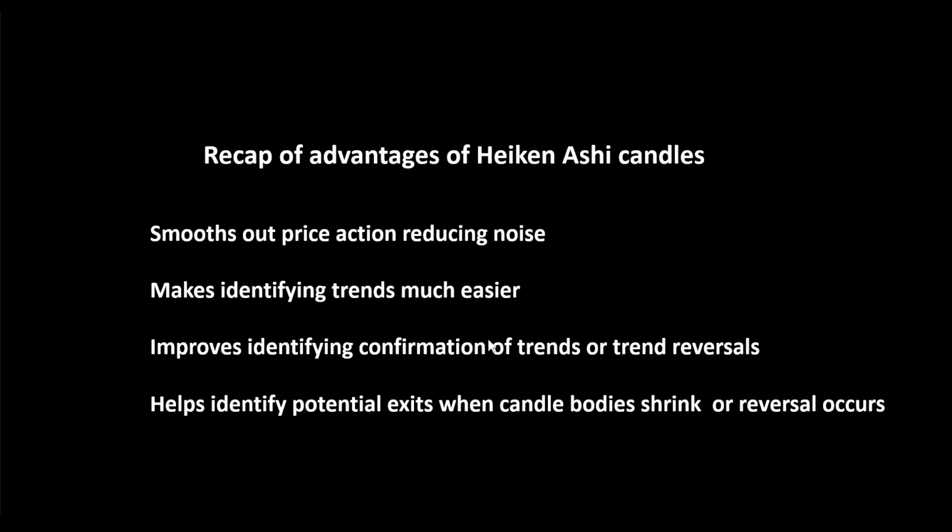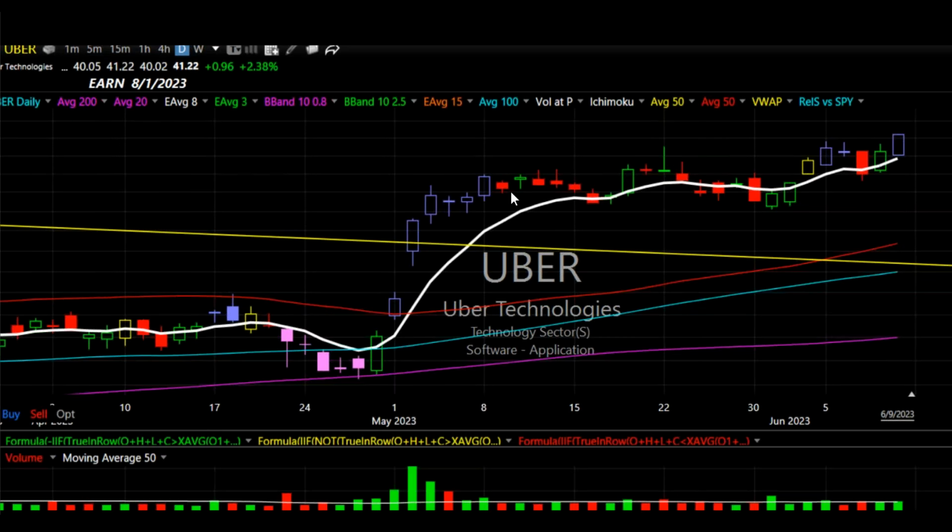A lot of people love to trade breakouts. If you're looking for a stock that's breaking out through some sort of resistance level, a lot of times they'll fail. If you don't get into that trade till after you've got a Heiken-Ashi reversal candle confirming that breakout, you're going to be a lot better off. You maybe get in just a little bit later than you normally would, but you're going to have far fewer failures of the breakout. And again, it helps identify potential exits when the candle bodies shrink or reverse. Like I got a couple here I'm going to show you. Then I'm going to go to some live charts on my TC2000.